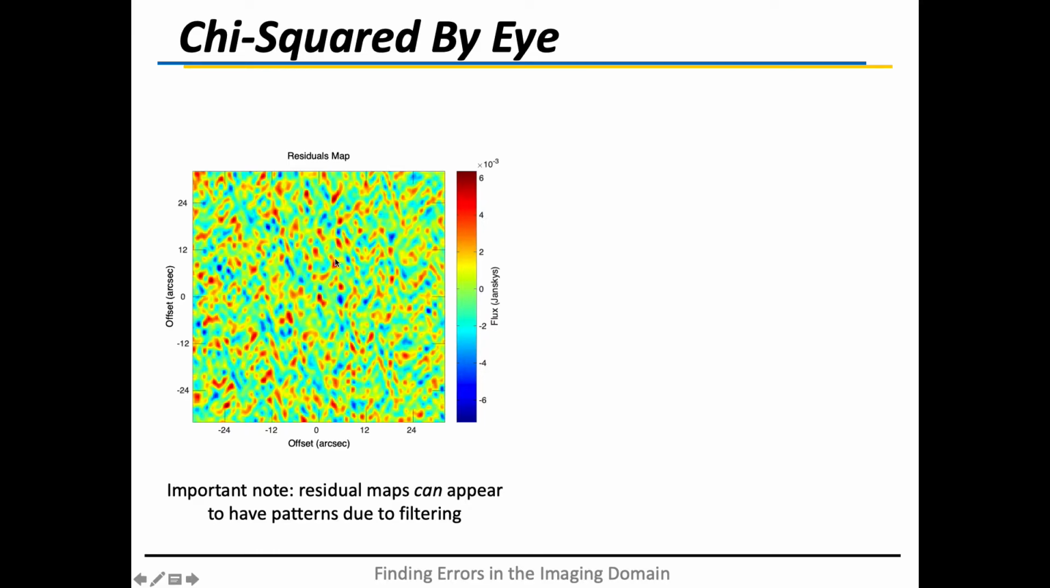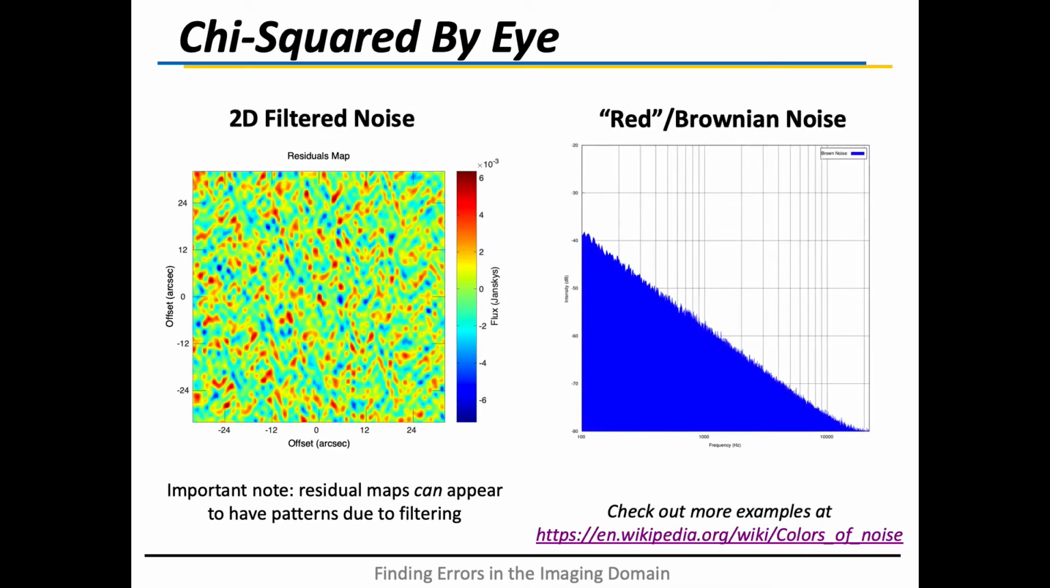That can all basically mean that everything's okay. It's just that you have noise that's correlated from pixel to pixel because your synthesized aperture isn't complete. So the picture is actually pretty close to what you get with different so-called colors of noise.